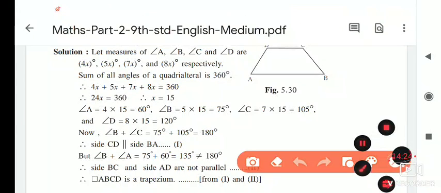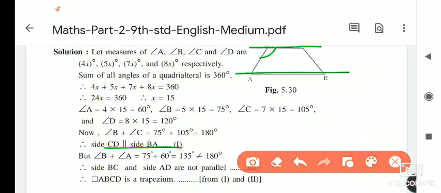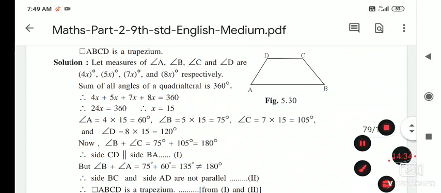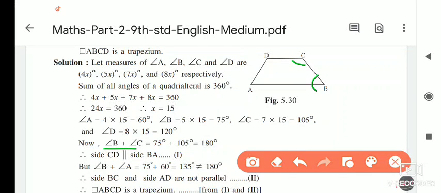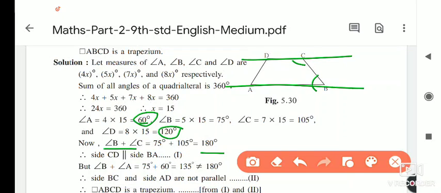So here we show that CD is parallel to BA, because the sum of these angles, angle D and angle A, is equal to 180 degrees. See here, B plus C, or D plus A, is equal to 75 plus 105, which is equal to 180. And angle A plus D, if you see here, 60 plus 120, is also 180. So DC is parallel to AB.